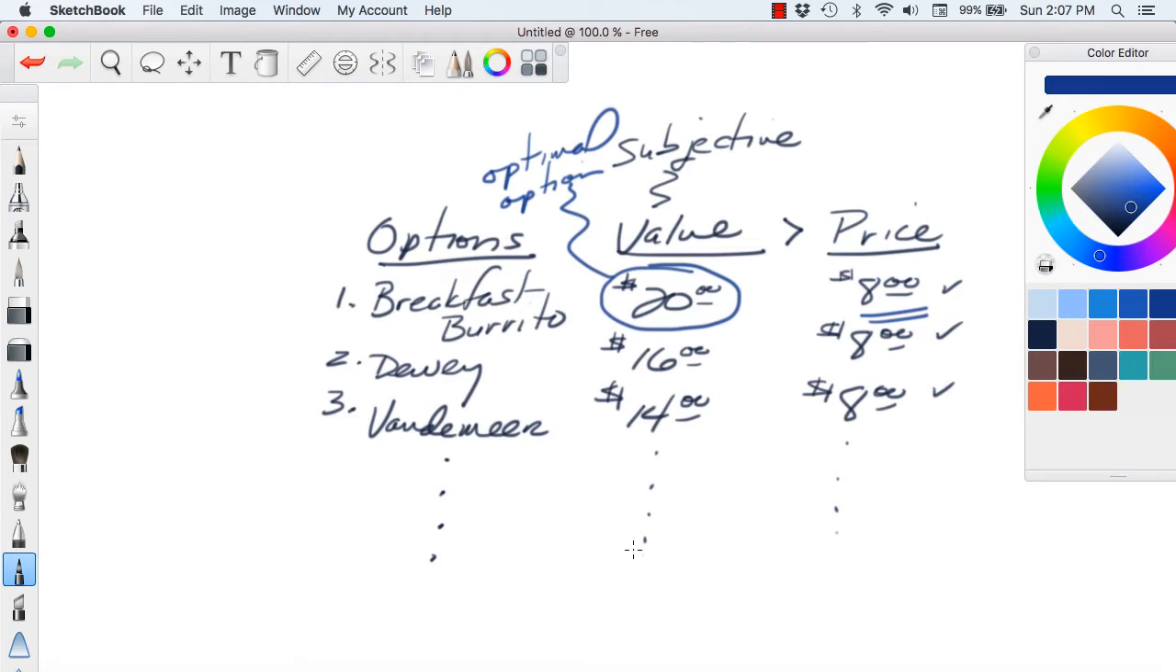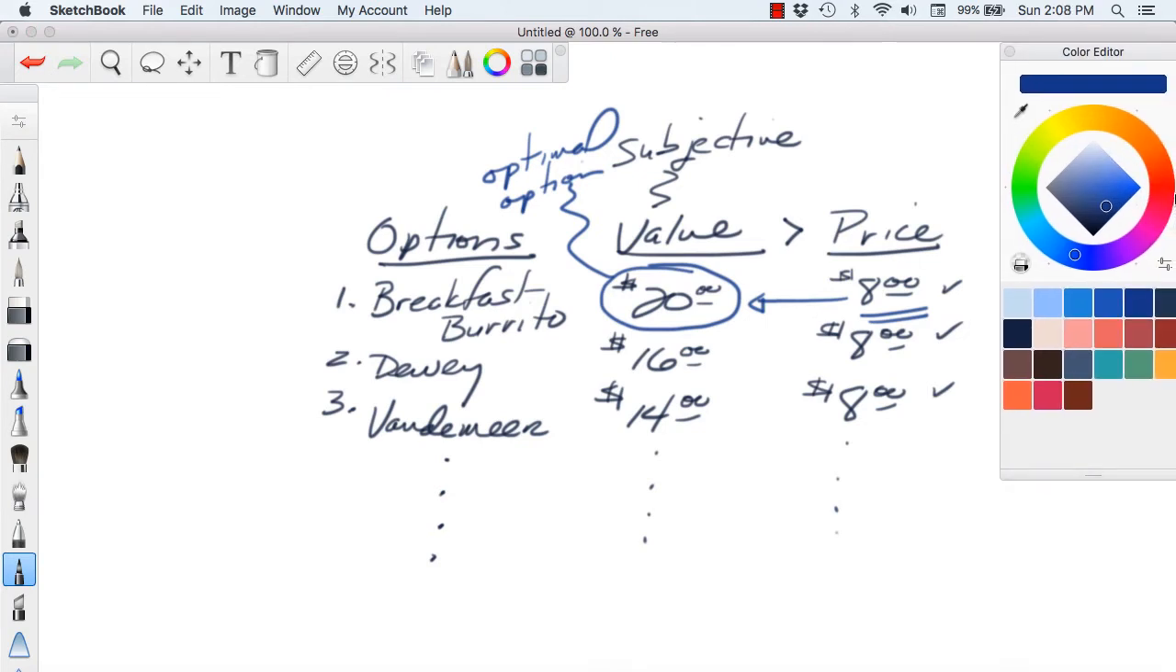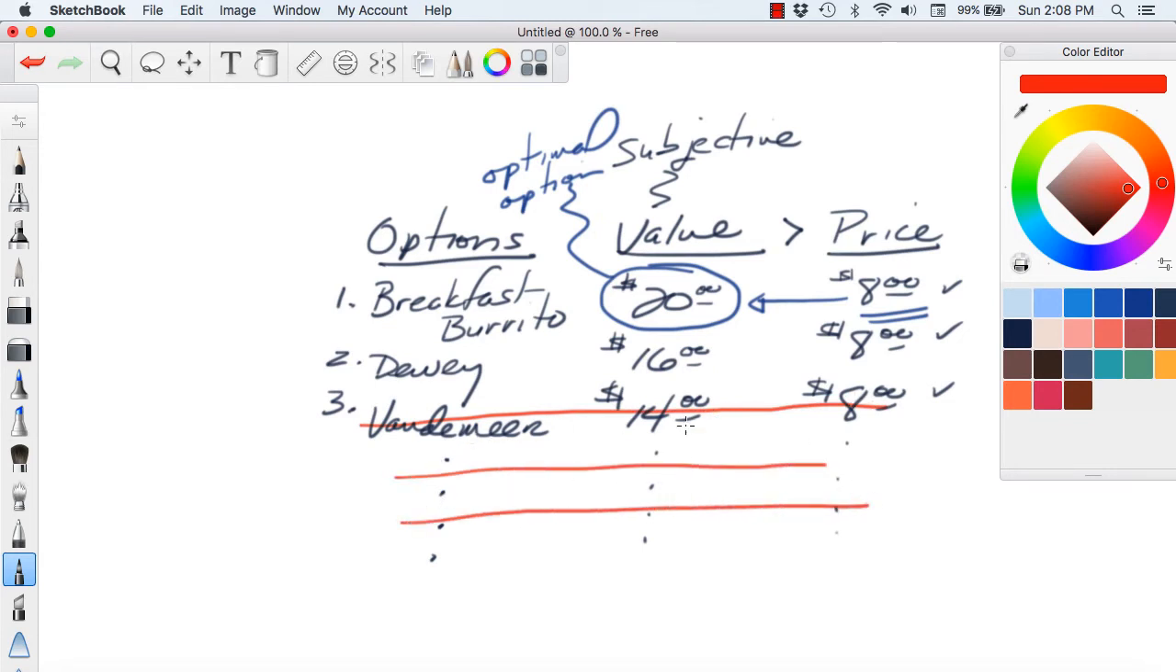Now the question is, by spending my $8 here, I only have $8, what do I give up? Well, I can't have the Dewey. Now the third option is out, and the fourth option is out because it's either my first or second option. If I buy the first option, breakfast burrito, I can't buy the second option. So really what I give up in buying the breakfast burrito is my next best alternative. $16 is actually my opportunity cost.